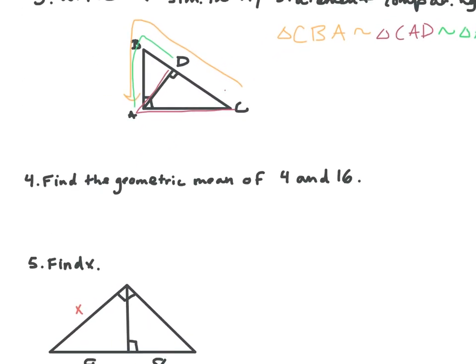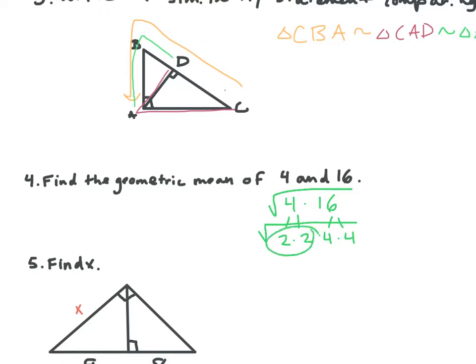Find the geometric mean of 4 and 16. How do we find the geometric mean? We take the square root of the 2 numbers multiplied. Instead of multiplying them, we can leave it unmultiplied and just break it down from here. So what are 2 factors of 4? 2 and 2. What are 2 factors of 16? 4 and 4. You could do 2 and 8 too. We'd get the same thing.